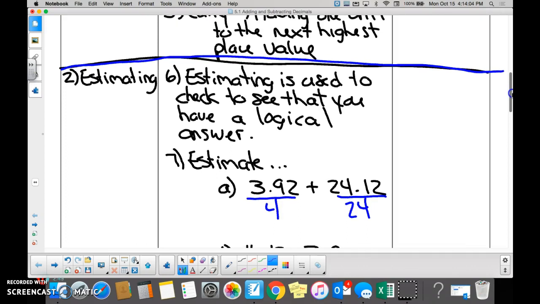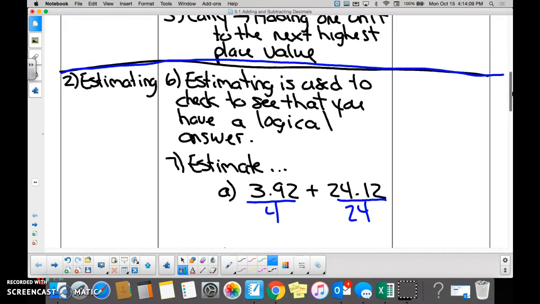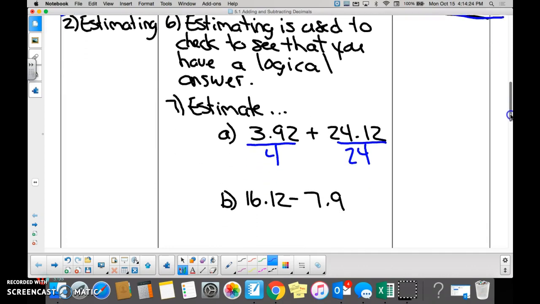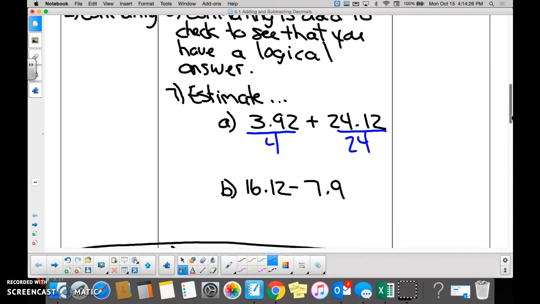You would use that again before doing it, or you could possibly use it after you're done. Once you went through and calculated what 3 and 92 hundredths plus 24 and 12 hundredths was, you could go back and double check to see if your estimate is close to that. I think the actual answer is 28 and 4 hundredths. So since our estimate was 28, we know we're close. Letter B, same situation. 16 and 12 hundredths, I would round to about 16. And 7 and 9 tenths is really close to 8. 16 minus 8 is 8. My actual answer should be somewhere near 8 when I do the actual math.